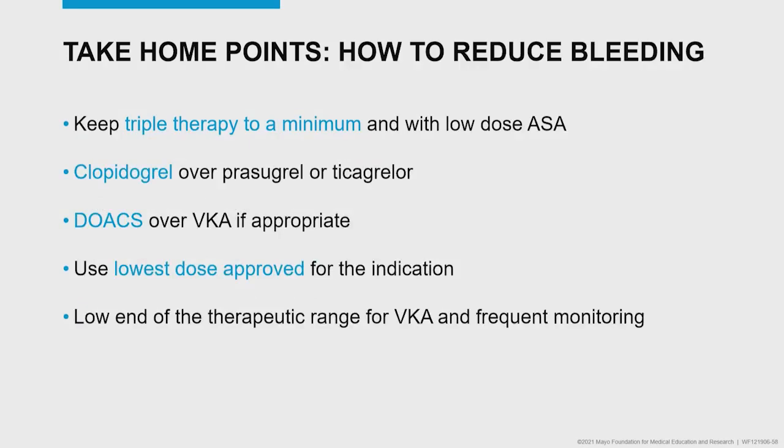Keep triple therapy to a minimum and use a low dose of aspirin. Choose clopidogrel over prasugrel or ticagrelor. Prefer DOACs over vitamin K antagonist if appropriate. Use the lowest approved dose for the indication. So remember, if you use it for atrial fibrillation, you can do dose adjustments based on age or renal failure. If it's VTE, you can lower the dose after the initial 6 months. And use the low end of the therapeutic range for vitamin K antagonist and frequent monitoring.